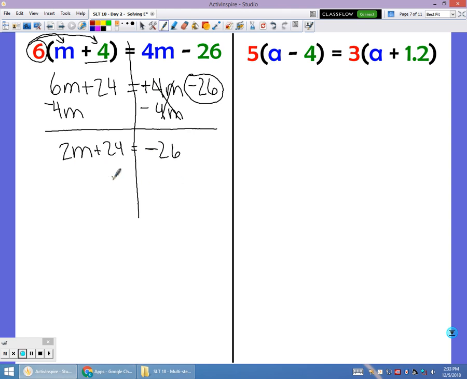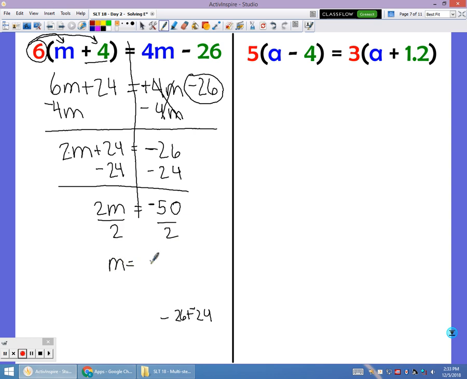Now this is a two-step equation. M is attached to a times 2 and a plus 24. First step is to eliminate the plus 24 by subtracting 24. I need to do that on both sides. I'm left with 2m equals negative 26 minus 24, or negative 26 plus negative 24, which gives me a negative 50. If I divide by 2 now to isolate m, I end up with m equals negative 25.